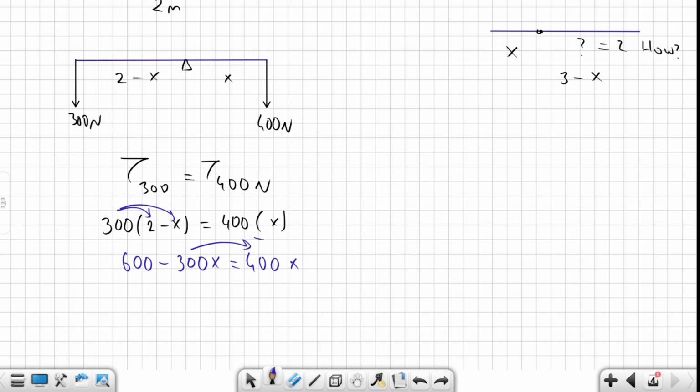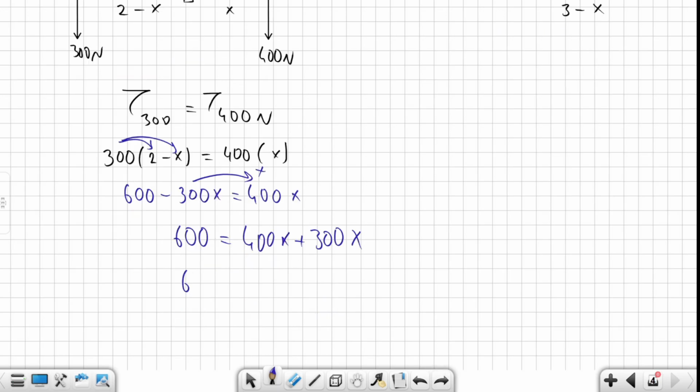Now I will take the minus 300x to the other side. It will become positive, so the answer will be 600. That is equal to 400 plus 300x, which is equal to 700x. I will cancel the zeros. I will get x, which is equal to 6 divided by 7, which is equal to 0.86 meter.